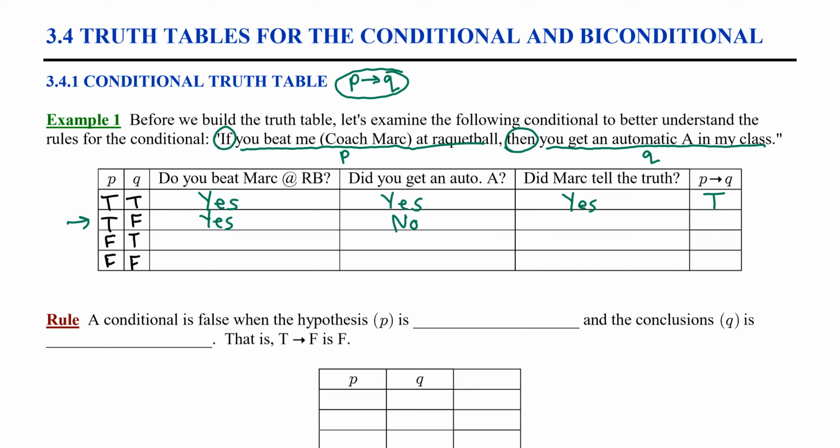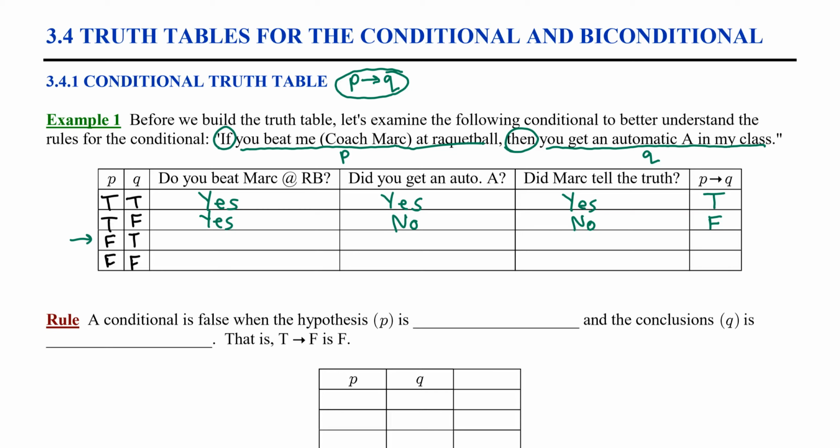You'd be really mad, right? You'd say, I got robbed. Did he tell the truth? No, he made a promise and he didn't follow through with it. So our conditional statement would then be false. So far, so good? Okay, let's look at another set of conditions.